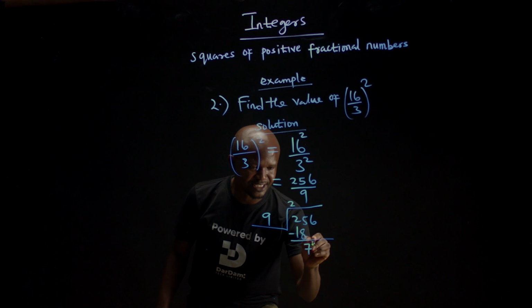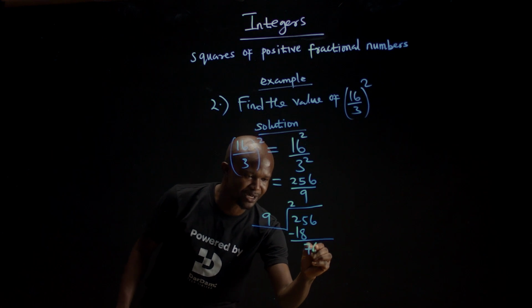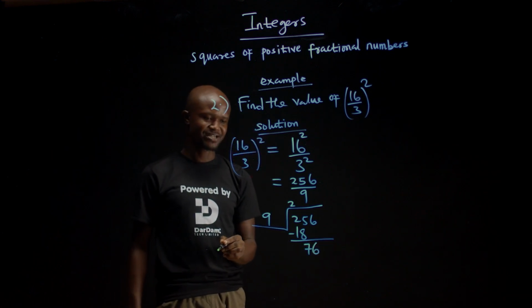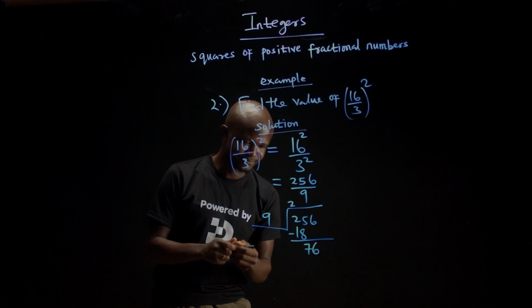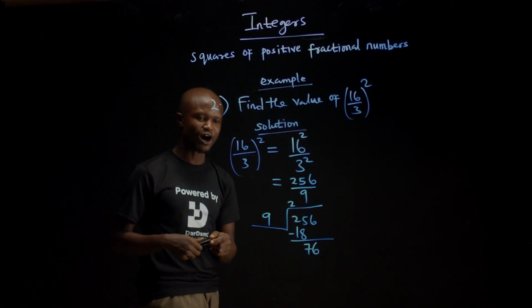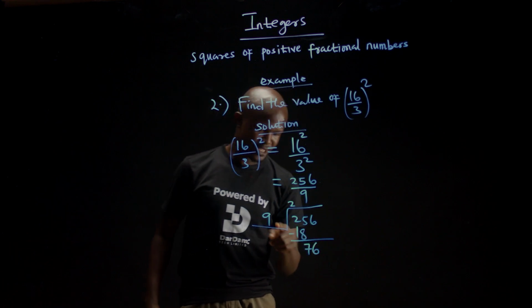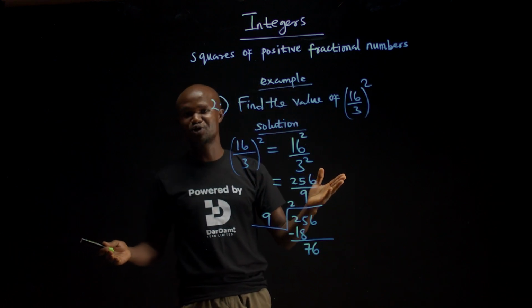Now we bring down the 6 that we have left there. We didn't use the 6 previously, so we have to bring it down. So we have 76. Now, we can go further by dividing again. 76 divided by 9, what do we have? How many 9s are we going to have in 76? We know the very close number.